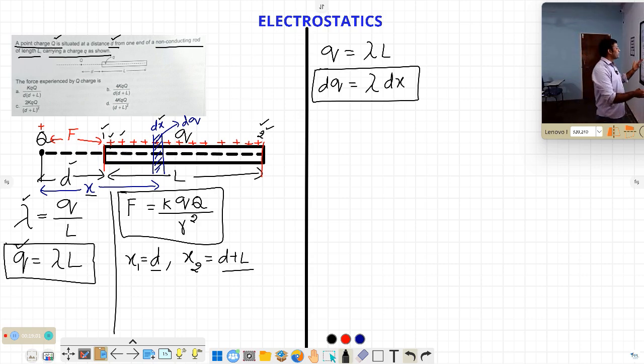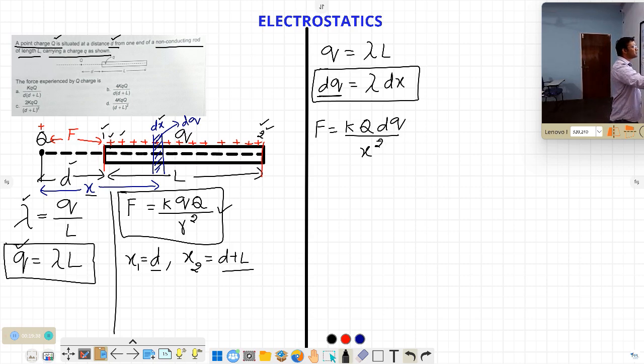Now apply the formula for the force between two charges. F is equal to k into one charge, which is capital Q, the single charge. The second one is small q, which we are not taking as the complete body; we are taking the elementary portion. What is the elementary portion charge? That is dq. So k into capital Q into dq by distance squared. The distance of that elementary portion I take as x, so I can write x squared.